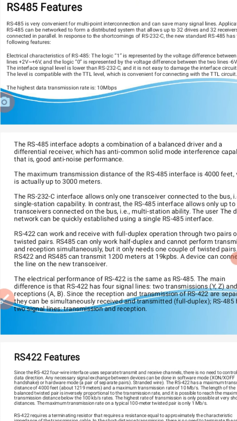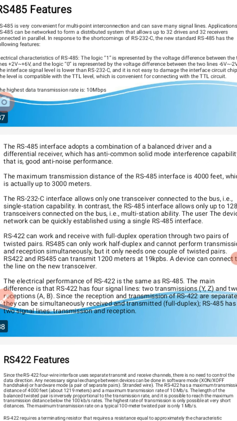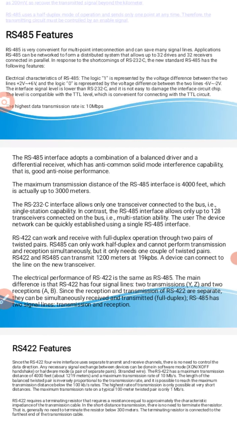The electrical performance of RS-422 is the same as RS-485. The main difference is that RS-422 has 4 signal lines, 2 for transmission, Y and Z, and 2 for reception, A and B. Since the reception and transmission of RS-422 are separate, they can be received and transmitted simultaneously, which is full duplex. RS-485 has 2 signal lines for transmission and reception.